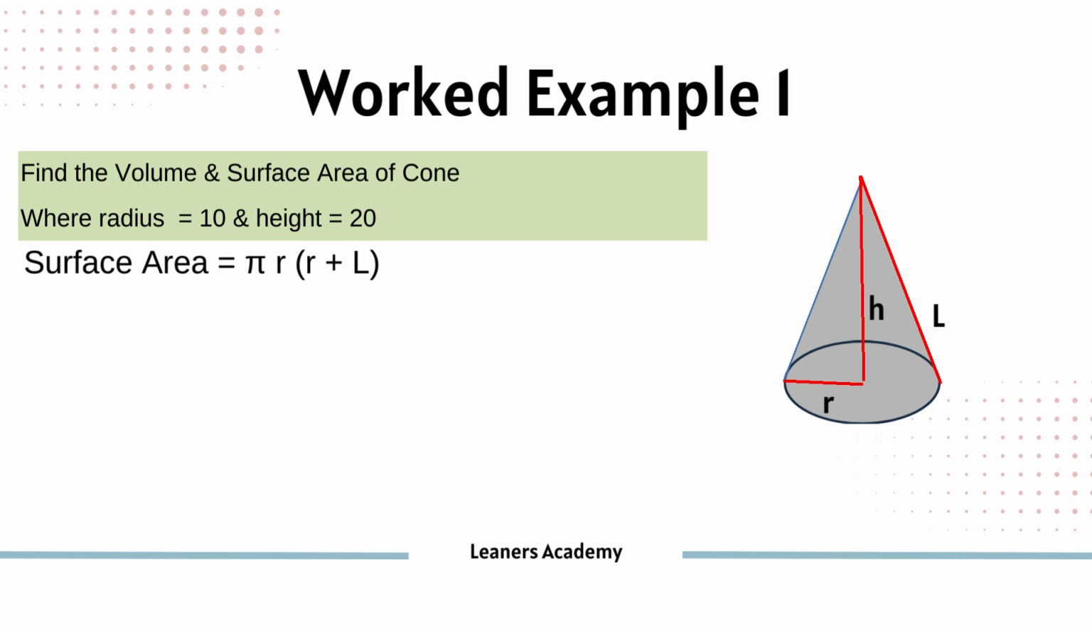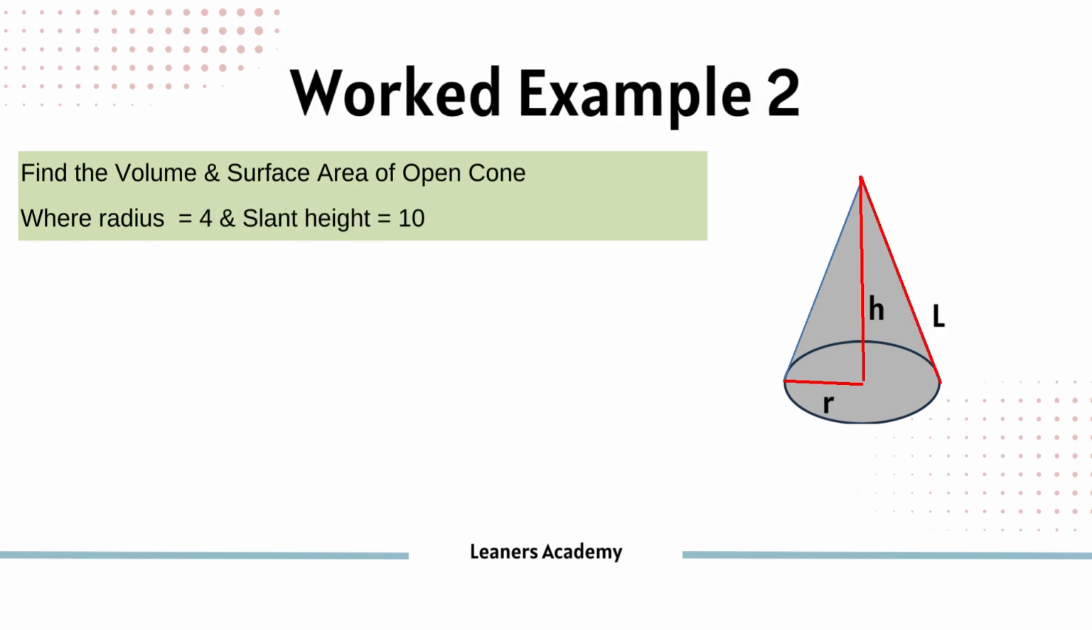But we do not have the value of slant height, right? So to find the slant height, we use the Pythagoras theorem on right angle triangle having L as the hypotenuse, H as the perpendicular and R as the base. So L square is equal to R square plus H square, and by calculating it, L comes out to be 22.36. Now using the surface area formula, which is pi R into sum of R and L, we get the value of surface area to be 1016.104.